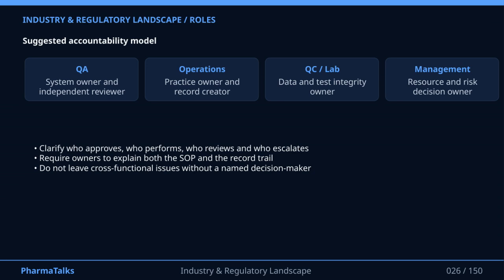It's crucial to clearly define who approves each step, who performs the work, who reviews it, and who escalates issues when needed. Owners must be able to explain both the standard operating procedures and the related record trail to maintain transparency and accountability. Finally, it's important not to leave any cross-functional issues without a named decision-maker, so every concern has a responsible party to address it effectively. This clear delineation of roles helps maintain compliance and promotes efficient, transparent processes.